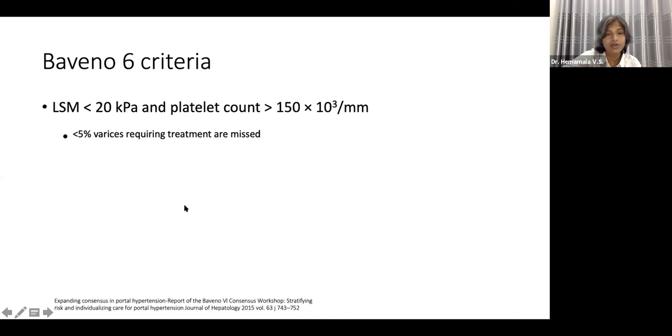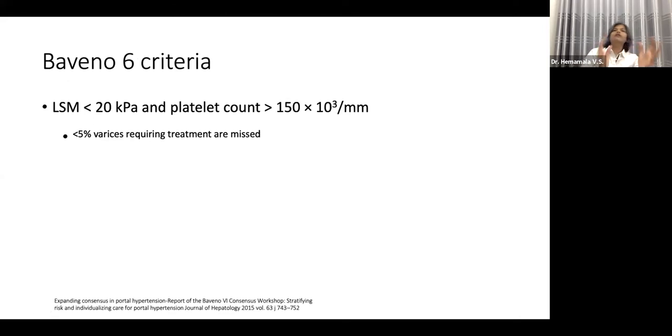This criteria was also published in 2015 by Baveno 6. That means if your liver stiffness measurement is less than 20 and your platelet count is more than 150, you don't have to do variceal screening. That means your chance of missing high-risk varices is less than 5%. In fact, numerous studies have shown it to be less than 2%.